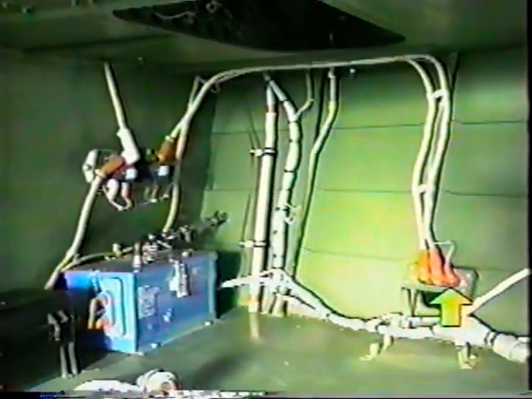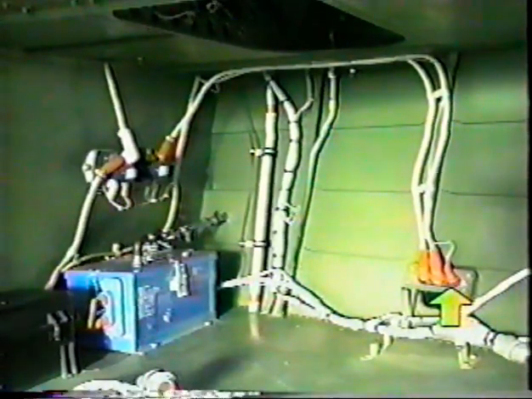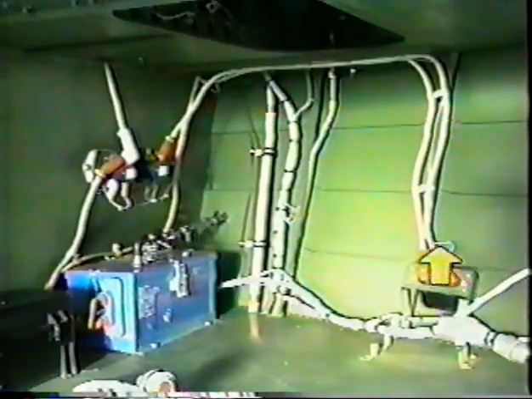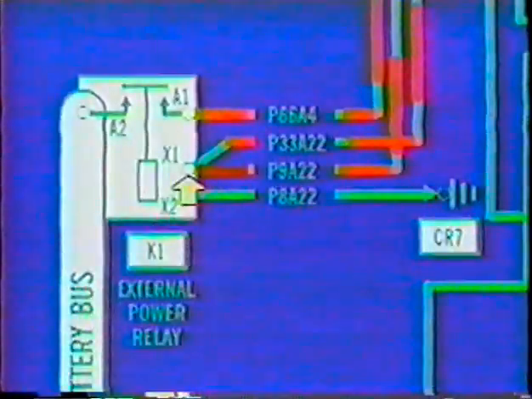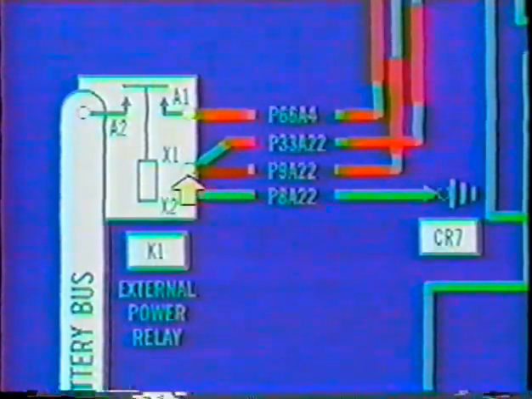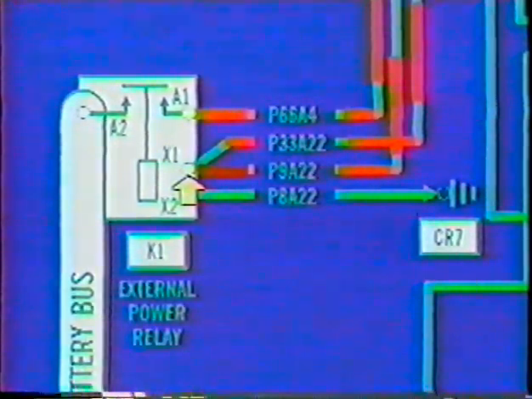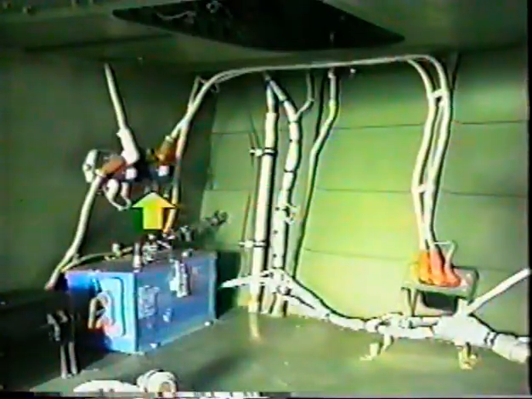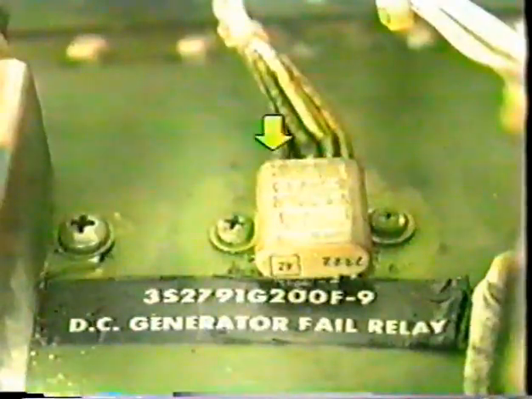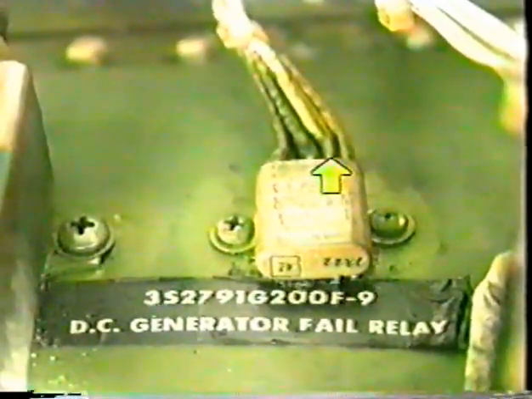Return to the external power receptacle. Find the small positive prong on the external power receptacle and trace that wire to X1 on the external power relay. This puts controlling power on the external power relay. Continue to follow this same wire from X1 to the generator fail relay.